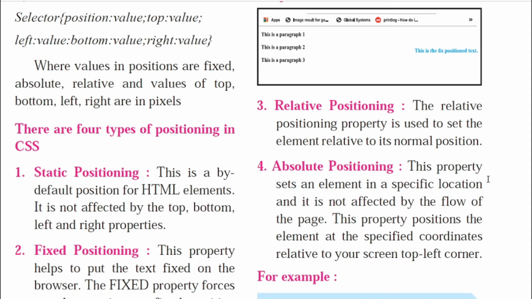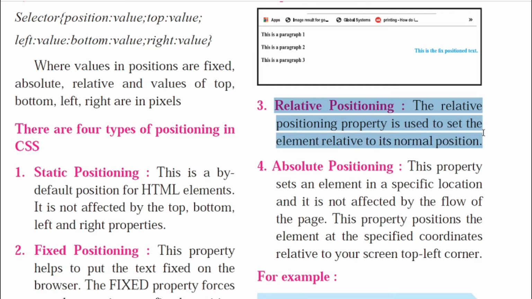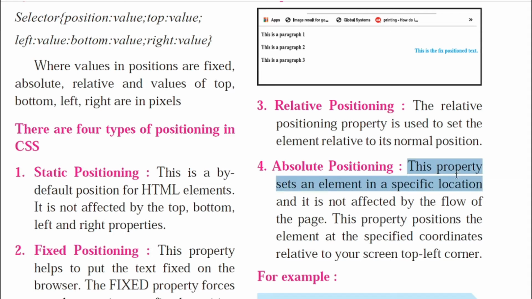Moving on to the next one, we have relative positioning. The relative positioning property is used to set the element relative to its normal position, basically to send back to a normal position. My dear students, relative positioning is used. Also, we have absolute positioning. This property sets an element in a specific location and it is not affected by the flow of the page. So it is not affected by the flow of the page.